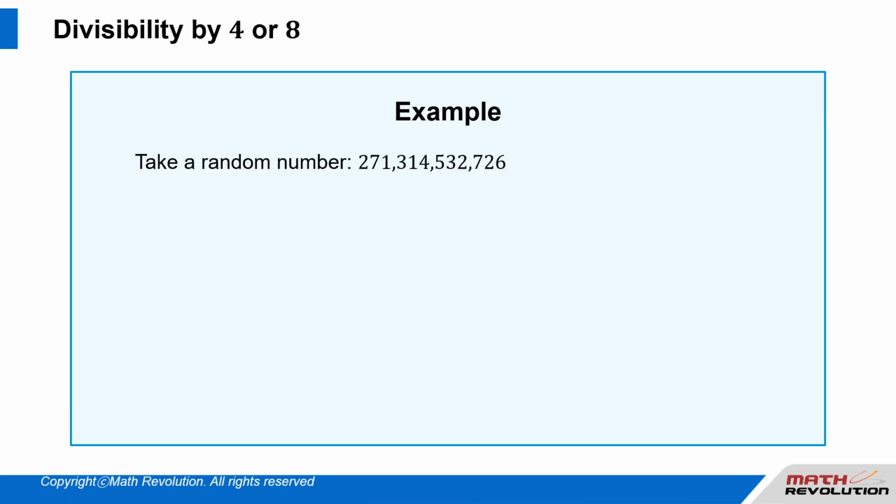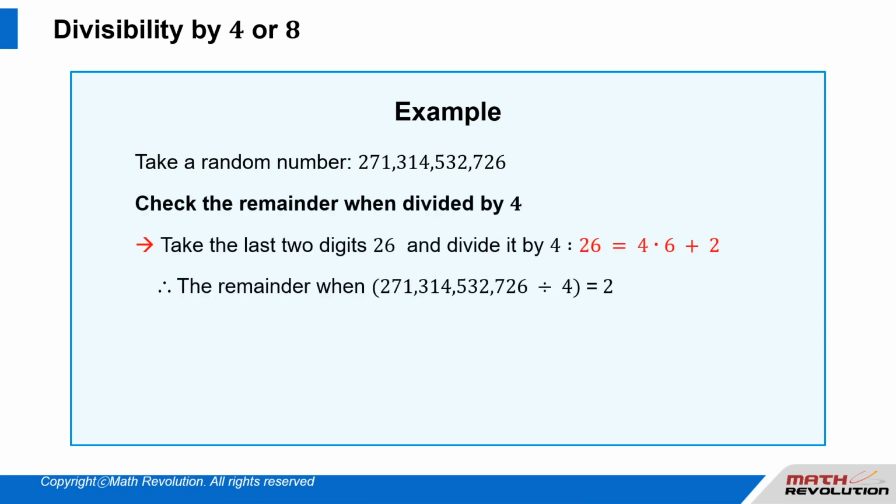For example, let us take a random number, say 271,314,532,726. Now, to check the remainder when this number is divided by 4, just take the last two digits, 26, and divide it by 4. Then we get 26 equals 4 times 6 plus 2. So the remainder when we divide 271,314,532,726 by 4 will also be 2.